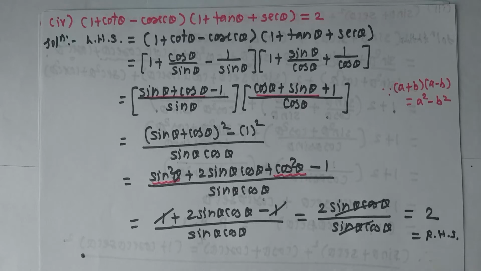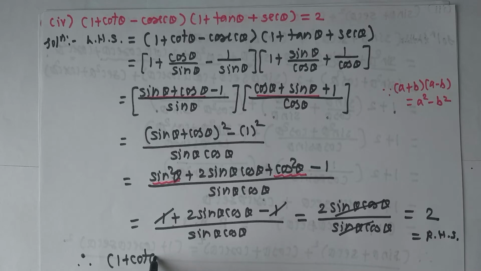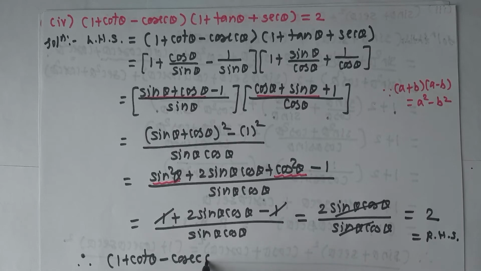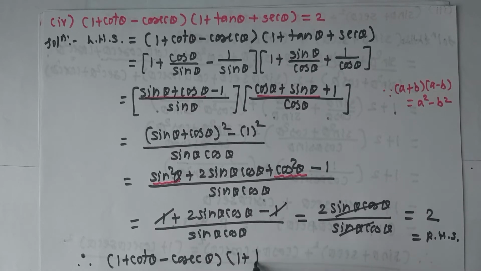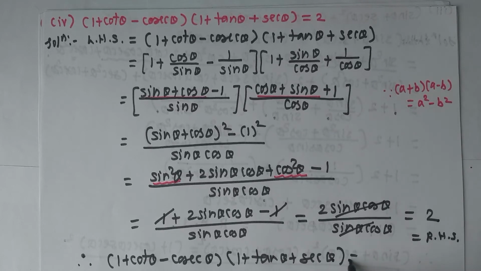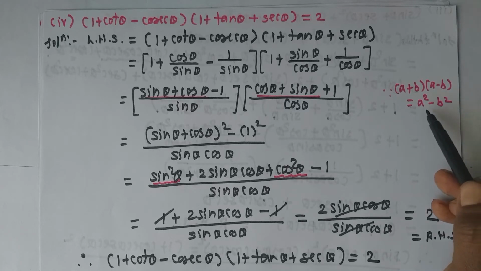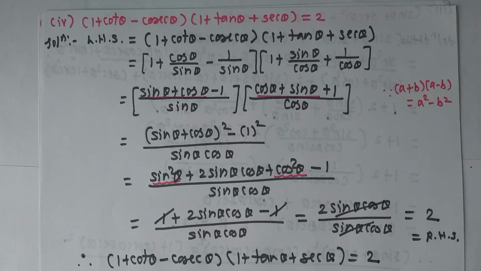Okay. Therefore you write down the problem as it is. Therefore 1 plus cot theta minus cosec theta, in the second bracket 1 plus tan theta plus sec theta is equal to 2. In this way, if you know the properties of trigonometric functions or some previous formulae, then it is very easy to solve or to prove any identity. Okay, let's see the next problem.